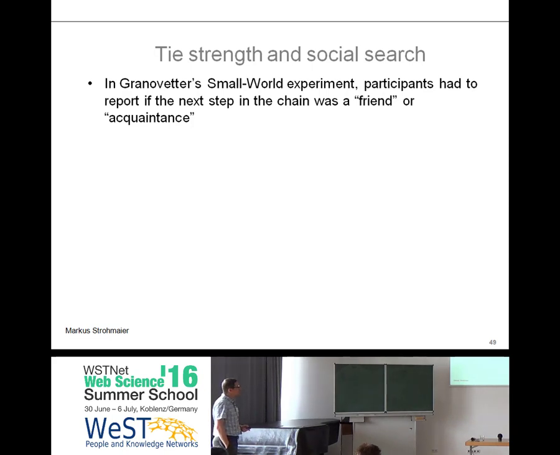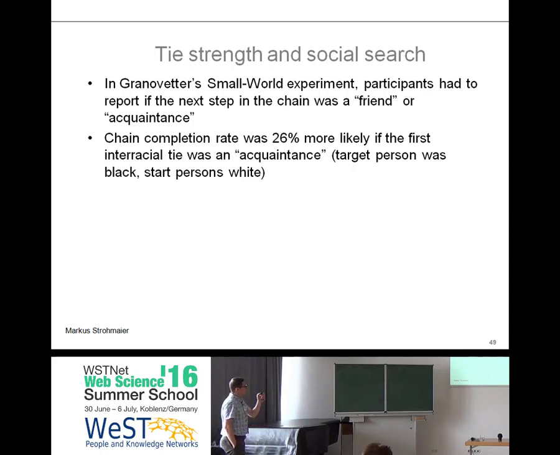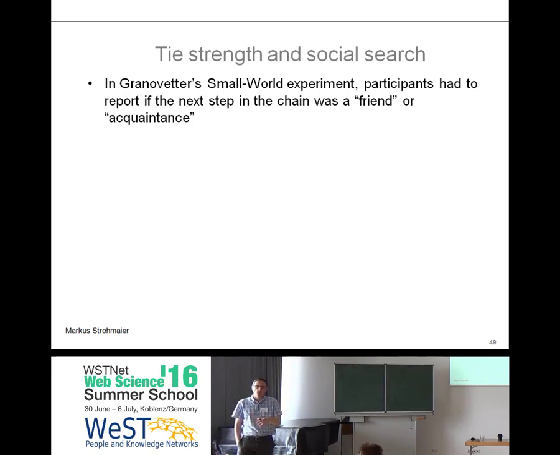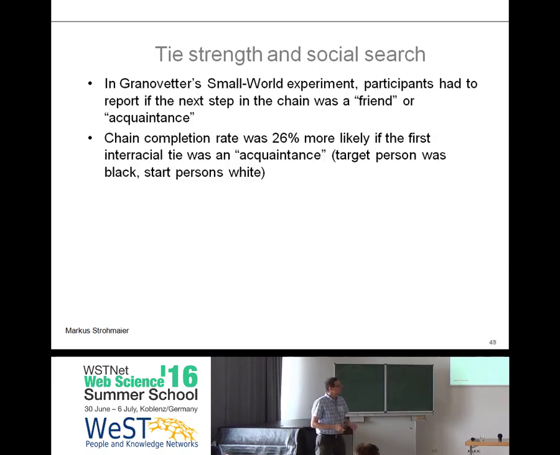And when we reflect on Milgram's small world experiment, what we will find is that participants had to document whether they forwarded the letter to a remote acquaintance or to a close friend. So whenever they forwarded the letter, they had to make the judgment whether the next person is a close friend or a remote acquaintance. And when Milgram looked at the chains that completed, he found that the completion rate was 26% more likely if the first tie was an acquaintance rather than a friend.